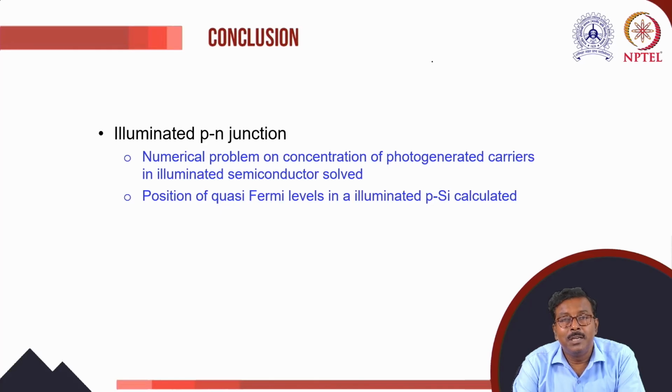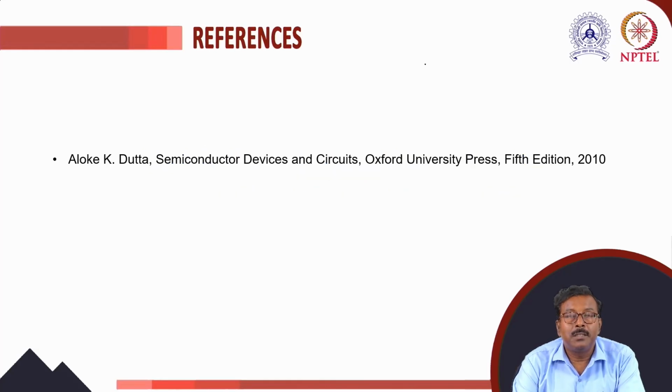Another thing we have seen: with position, the intensity of light decreases exponentially, but the decrement is not so significant. It depends on the value of alpha, obviously, because it is multiplied with a factor e to the power minus alpha x. This is the reference book.